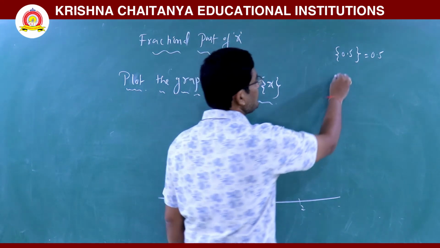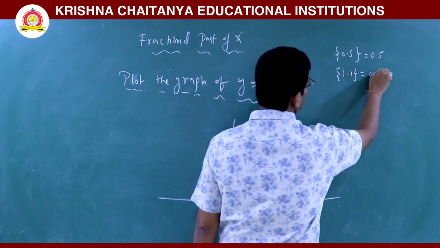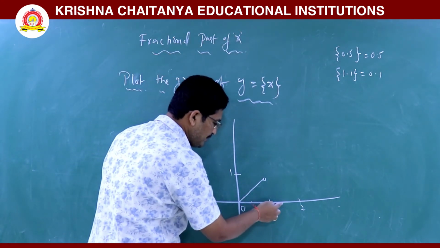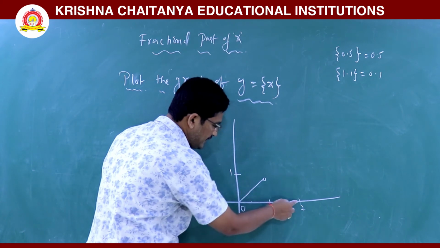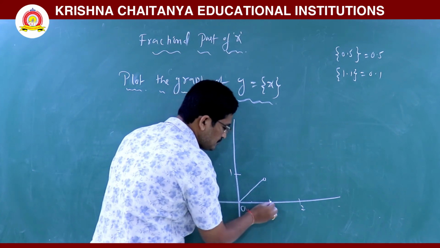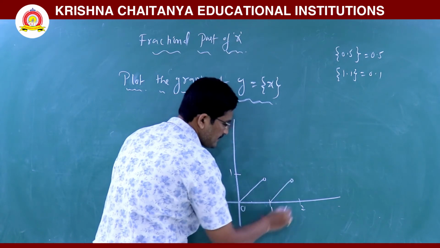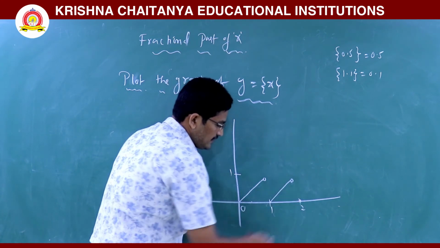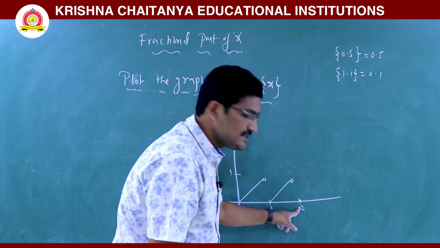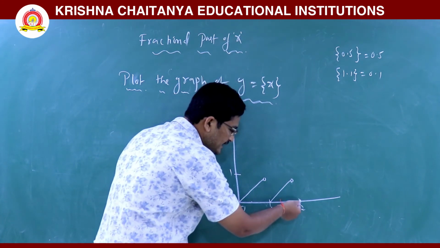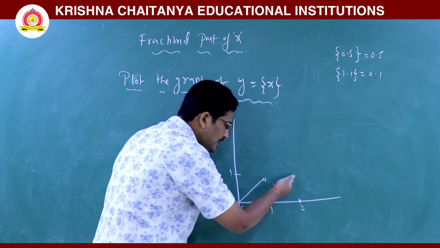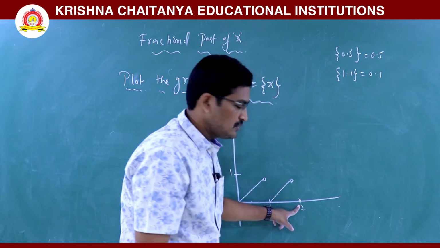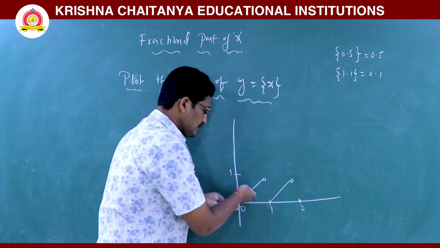1.1. What is the fractional part of 1.1? I already explained this one. 0.1. 1.2, 0.2. 1.3, 0.3. 1.5, 0.5. 1.9, 0.9. Up to 2, the graph moves like this. But exactly at x equal to 2, it's not 1. That one jumps to there. If x equals 2, the fractional part of x is 0. If x equals 1.999, then the fractional part is 0.999. Again, at x equal to 2, that comes to 0.